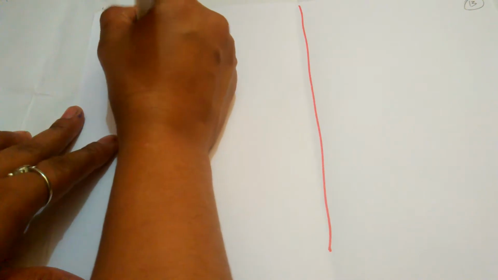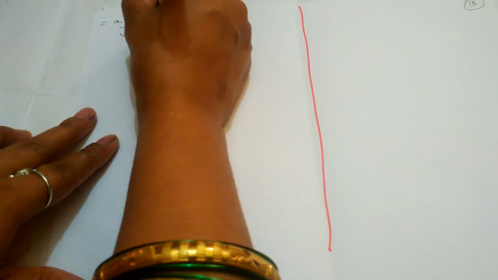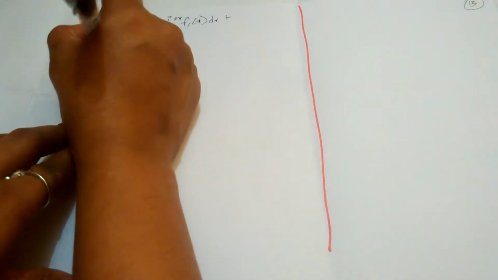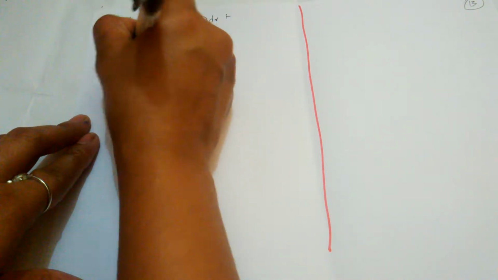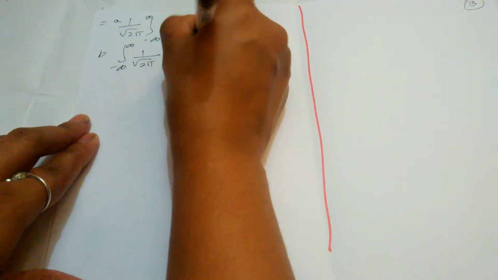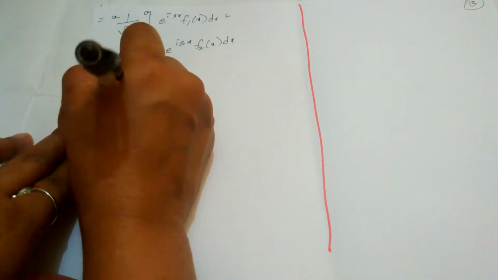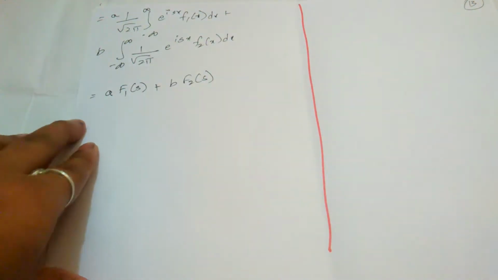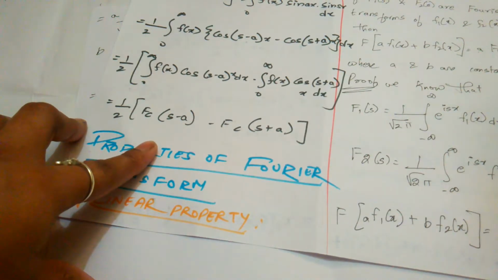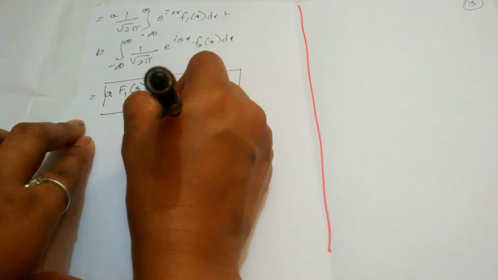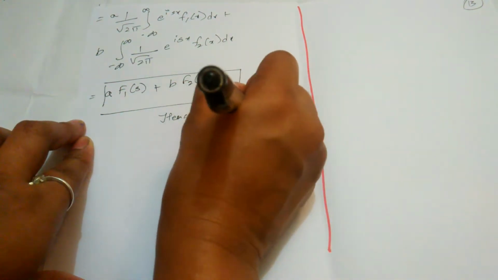So integral from minus infinity to infinity e raised to i s x f1 of x dx plus b integral from minus infinity to infinity 1 upon square root of 2 pi e raised to i s x f2 of x dx. Or in general, you can write this as a F1 of s plus b F2 of s. I hope we have completed our proof. That is a F1 of s plus b F2 of s. Hence proved. We are done with our linear property.